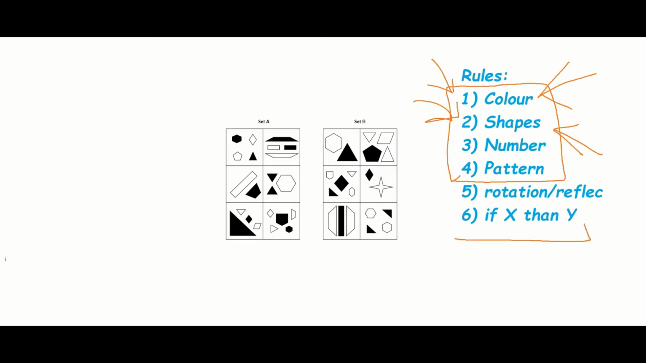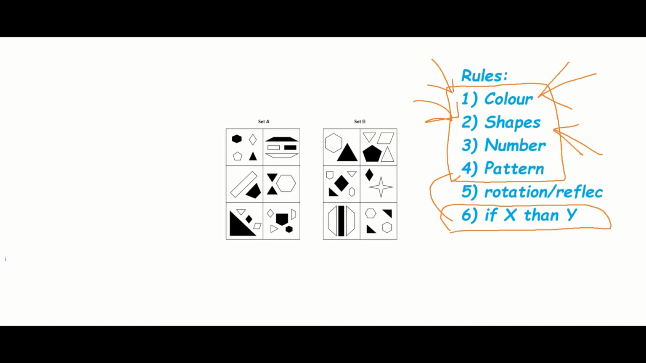If x then y basically means if a shape has this property, then in the same cell, this is a cell, something else will happen. So this is a more advanced technique, and usually this is related to pattern. So 4 and 5 are really one rule in one.